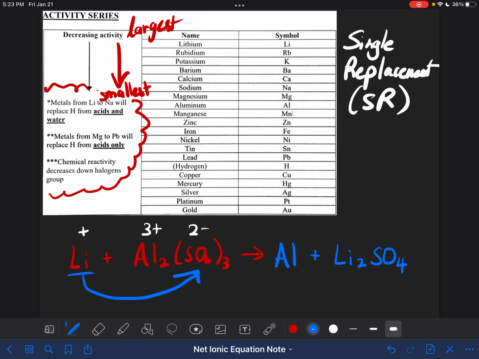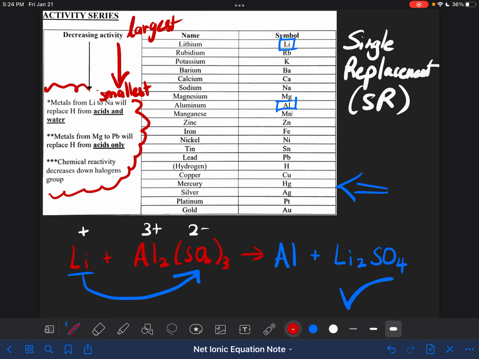Okay. So basically from this activity chart, what we're going to do is check, is lithium greater in activity than aluminum? Okay, so lithium's here, and aluminum is right here. So we know lithium has greater activity, so switching places actually makes sense. So that means this is a reaction. But what would happen if we have an element that has lesser reaction or activity than the other element?